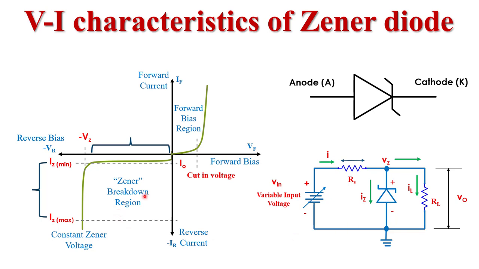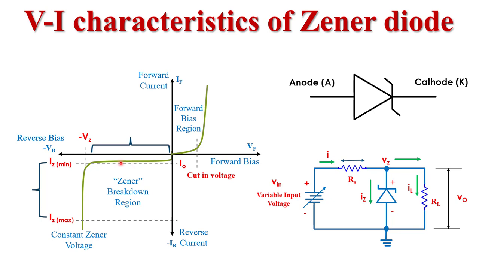In the reverse bias characteristic, when we apply a reverse bias voltage across the Zener diode, a small reverse current flows across the Zener diode. That current is called the reverse leakage current, and it flows due to the movement of minority carriers. But this reverse current is independent of the applied reverse bias voltage.